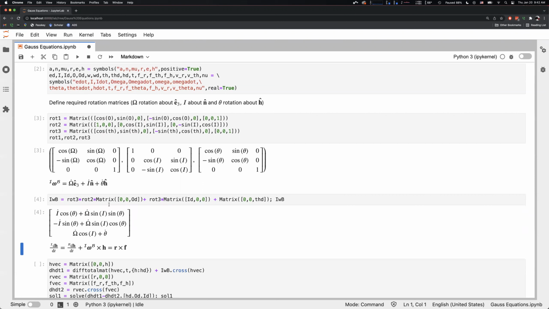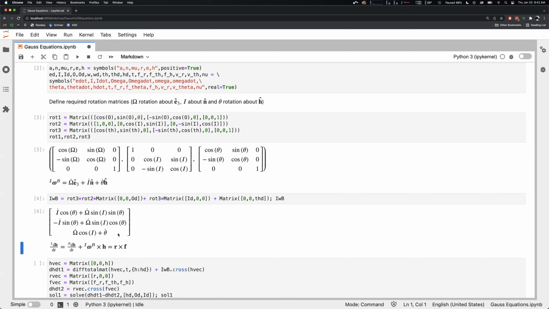We rotate the omega dot term by the 2nd rotation matrix and the 3rd rotation matrix into the B frame. The I dot is just rotated by the 3rd rotation matrix into the B frame, and the theta dot is already in the B frame. And this is the result.